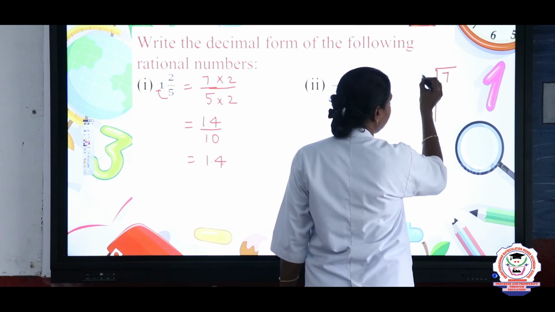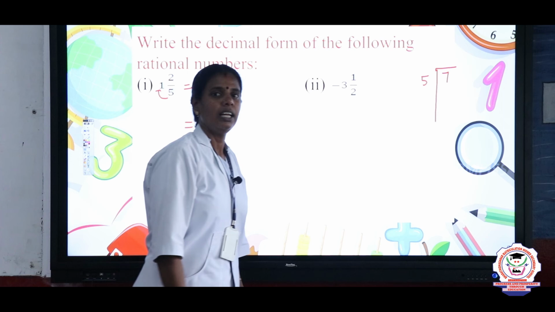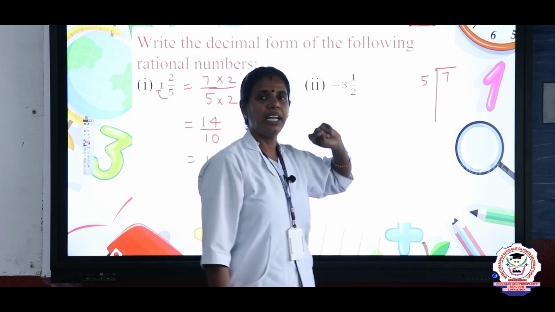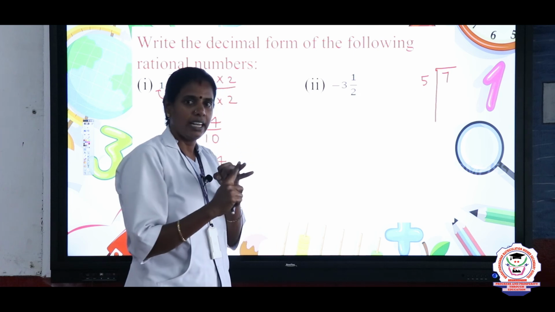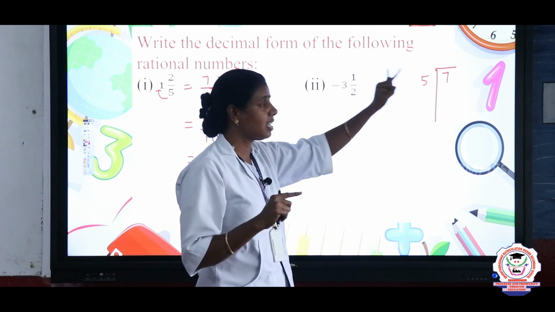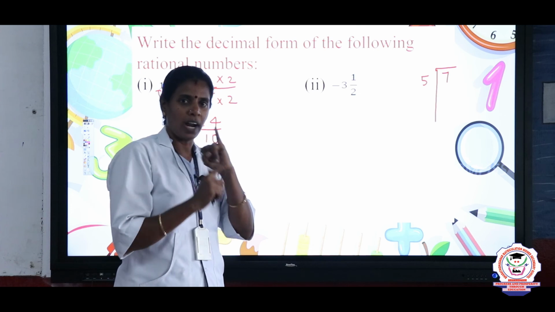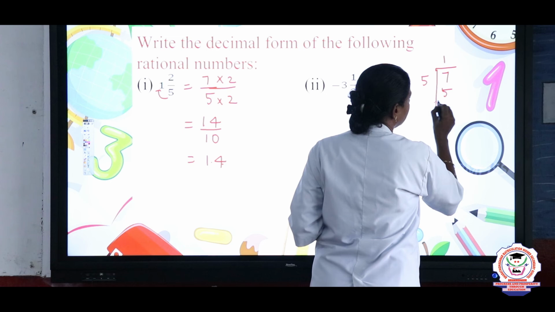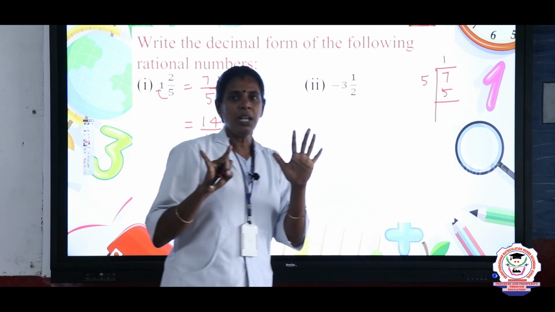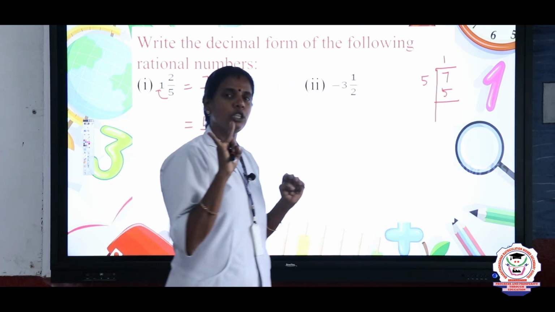7 divided by 5. How many times in 7? 5 table is 5 1s are 5, 5 2s are 10, right? So 10 is greater than this 7. So we are going to take 1 time. So 5 1s are 5. Then 7 minus 5. What is the answer? 2.